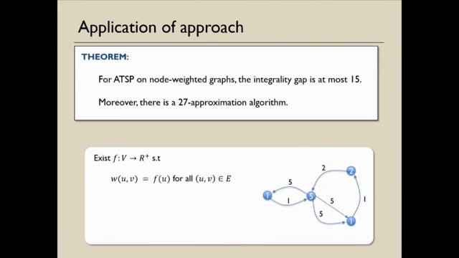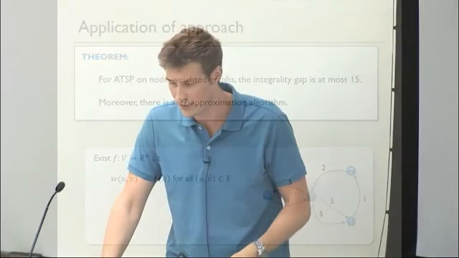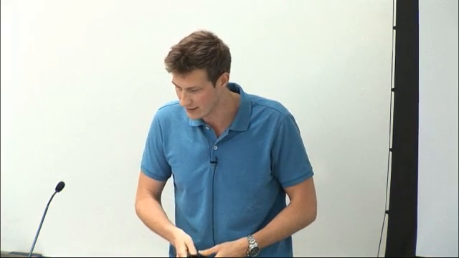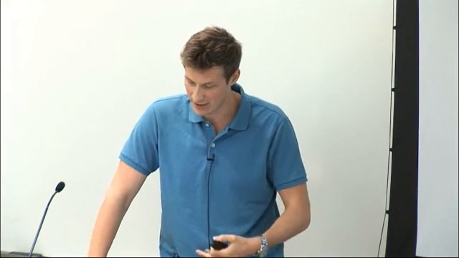And the easy statement to state using this is, if we have a shortest path matrix or node weighted graphs, then the integrality gap is at most 15. And we can also get a polynomial time 27 approximation algorithm. Node weighted is a generalization of shortest path matrix.